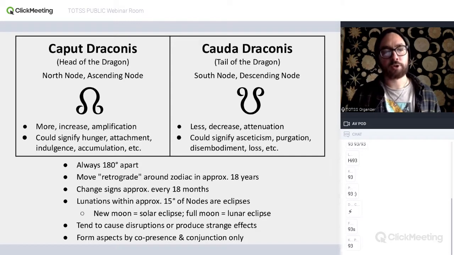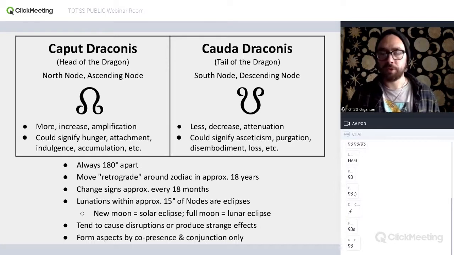So with the head of the dragon, in addition to just the idea of more, you could see significations like hunger or attachment, indulgence, accumulation, all these things that are along the lines of more and of increase. And similarly with the south node, along the same lines of less or decrease or attenuation, we can have things like asceticism, purgation, disembodiment, even loss in some ways. These things are all part of the south node as well.